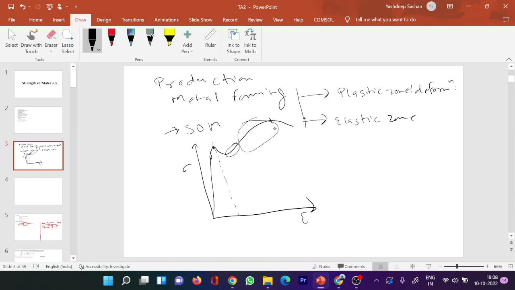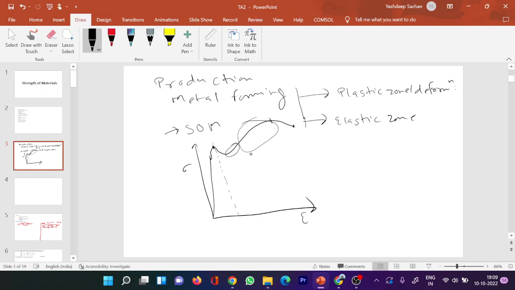Can anyone tell why we do not go beyond the ultimate point for any type of operations? Sir, because that would be the reason of fracture. No, fracture will happen here only. This is the ultimate point, because there is a deformation without stress. If you are not applying stress, then there will still be a deformation.